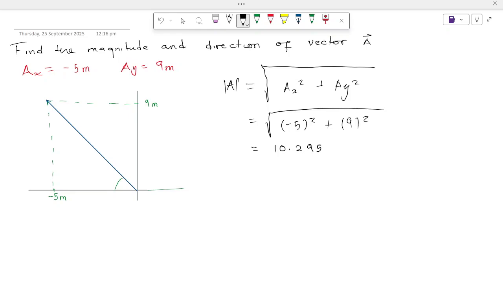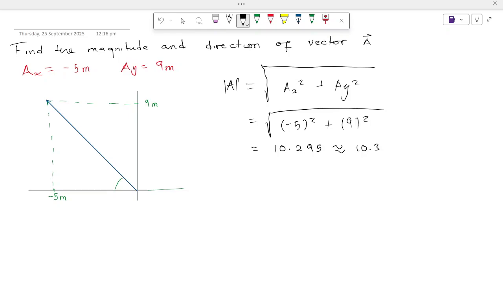10.295, if I'm not mistaken. I'm doing this in my head. Okay, and further simplifying that, we're getting a value of 10.3 when we round it off to three significant figures. So that's how you find the magnitude.